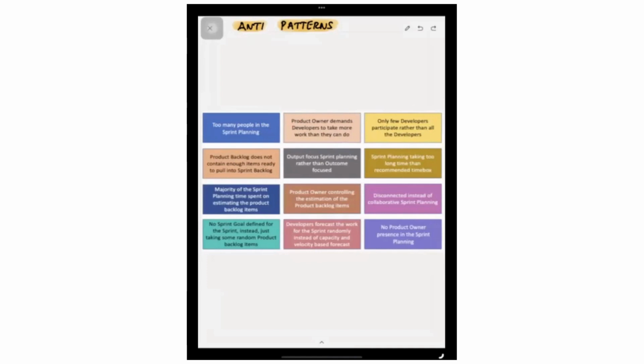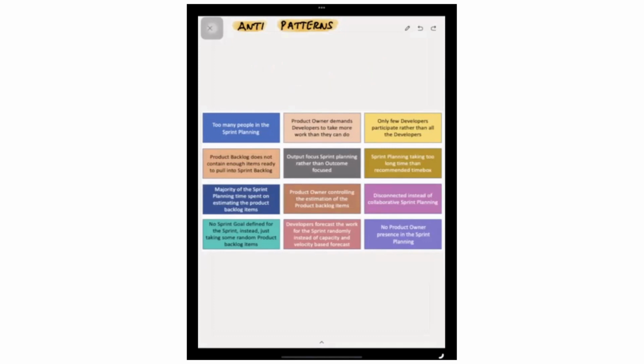Similarly, only few developers participate rather than all the developers in the sprint planning. So imagine there are 7 to 8 developers in the Scrum team. And if you have only 2 to 3 people and remaining people are not joining, they don't have clarity on what was the sprint goal identified and what items, why they are doing what they are doing. They don't have a clarity. Plus, they don't have commitment on the work they have selected, because they have not participated in the sprint planning.